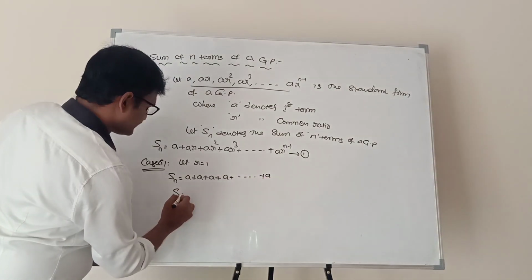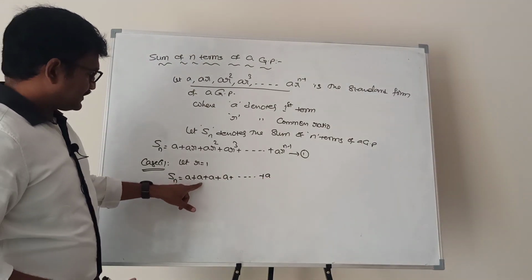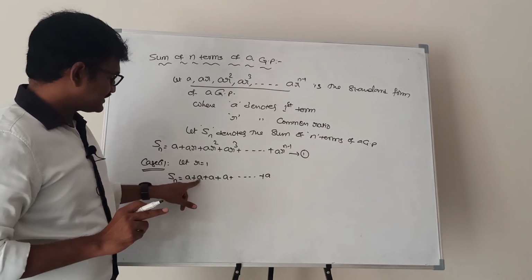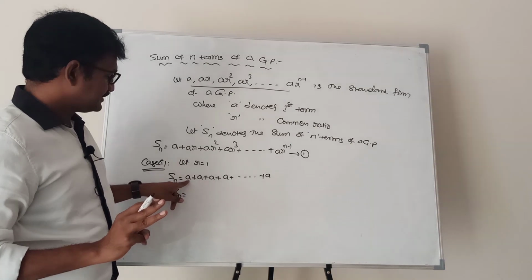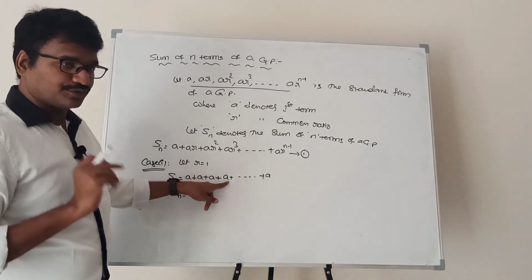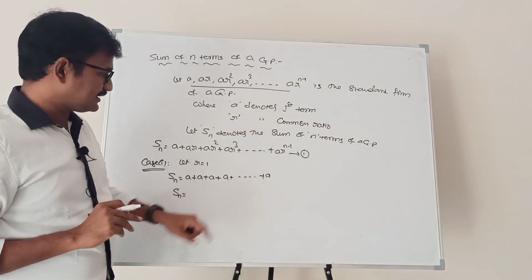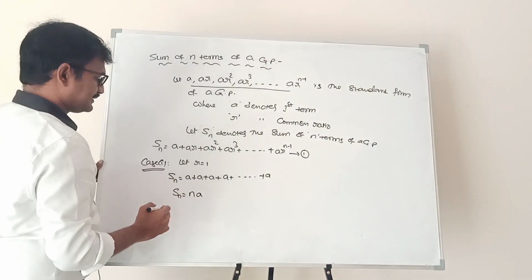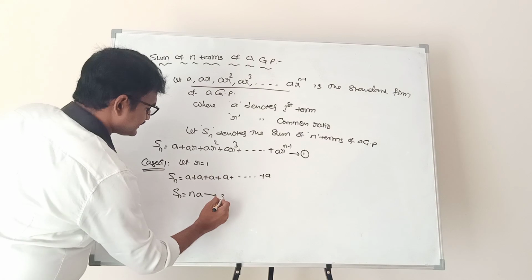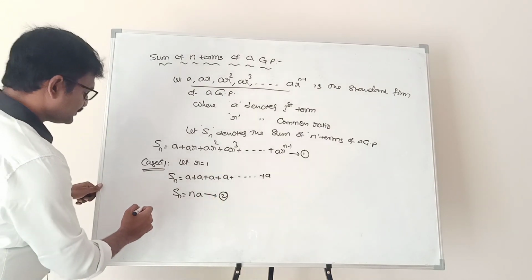So Sn is equal to a plus a, 2a. a plus a plus a, 3a. If you add 3 a's, you will get 3a. If you add 4 a's, 4a. Then similarly, how many a's are there here? n a's. So therefore Sn is equal to na. Let this be equation number 2.